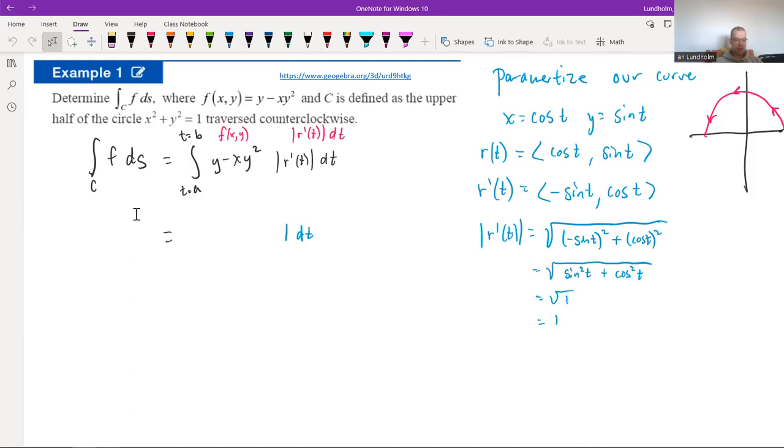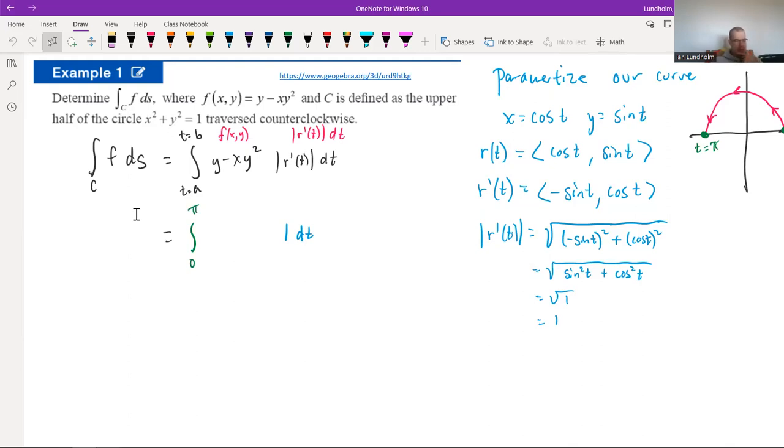As far as parameterizing goes, let's think about what our starting value would be and what our ending value would be. We are going counterclockwise, yeah? Okay, cool. So going counterclockwise, we would start off at t equals 0 and end at t equals pi. So when we go over here, we would go from 0 to pi on our integral bounds.